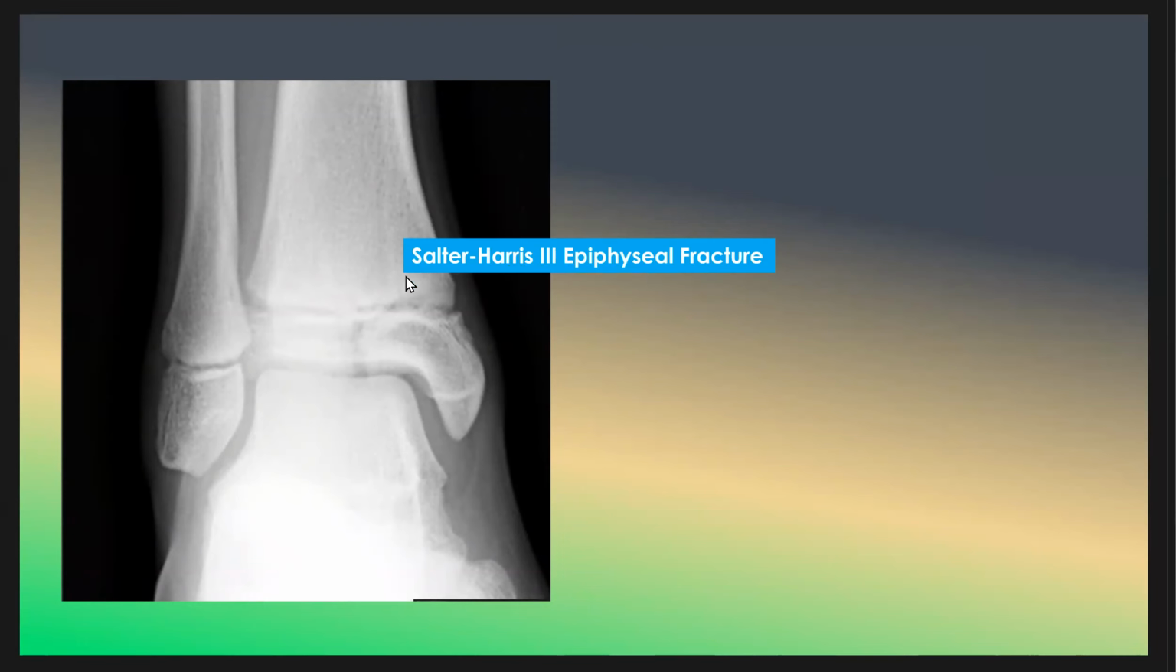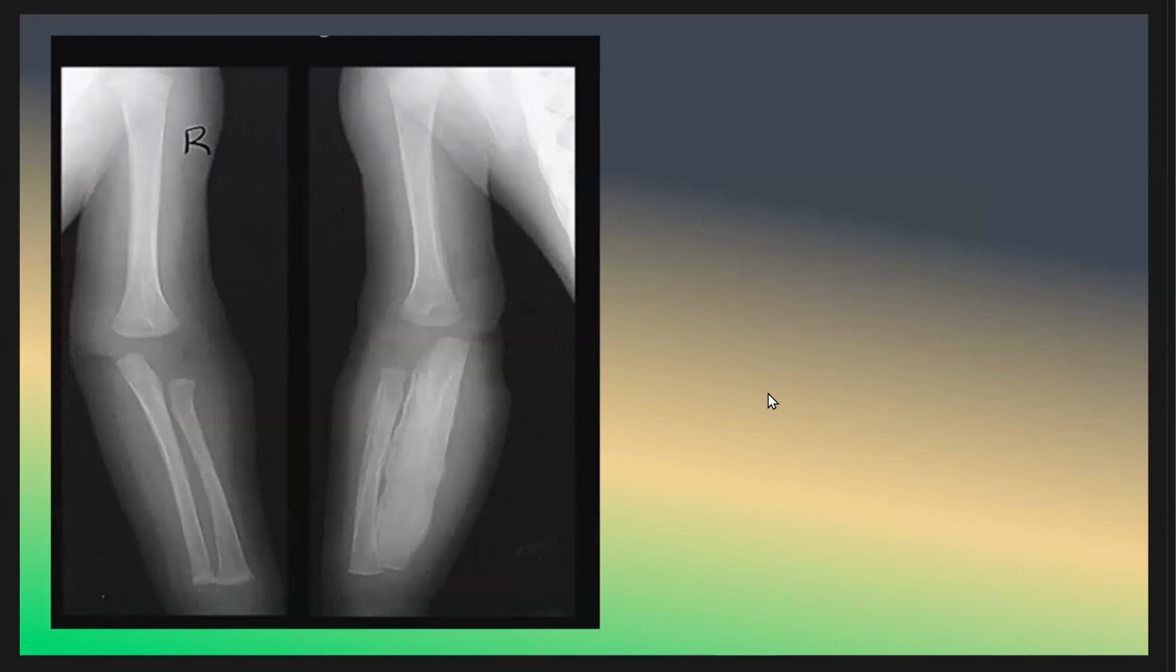Salter-Harris: S, if it is above the epiphysis, it is a metaphyseal fracture. L, low, it is an epiphyseal fracture. T, it is both above and below, metaphyseal and epiphyseal. And E, it is the ruined epiphysis, type 5.